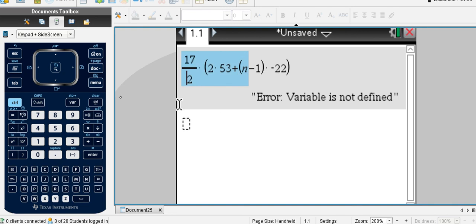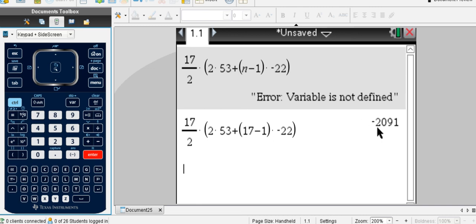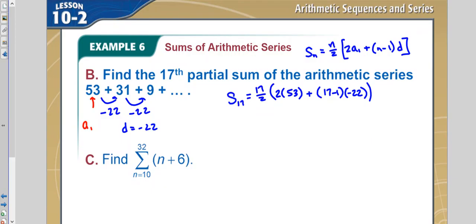I'm sorry, I'm not supposed to hit n there. Let me try this again. We know that n is 17. And it says the sum is negative 2,091. So here we could say that S 17 is negative 2,091.